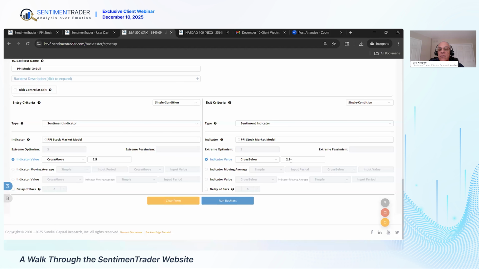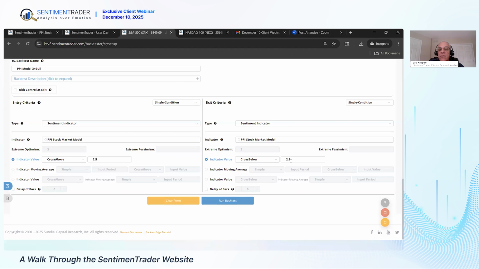Now here's one thing to note. Inflation isn't always a factor. There wasn't a lot of inflation in the 2000 to 2002 bear market, but there was enough to get a few signals here. And right now you can see we're on a bull, on a buy signal. Let's look at the results.